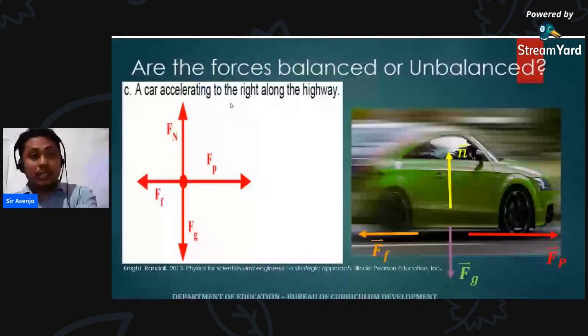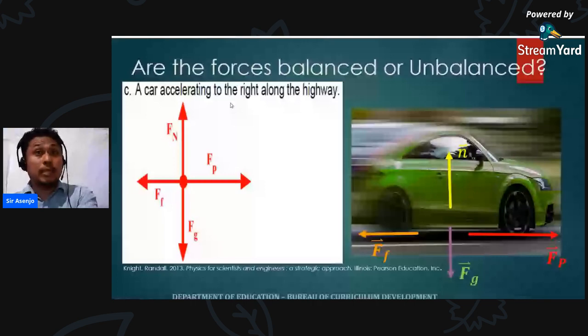Let's have letter D. Okay, let's try this. A car coasting to a stop to the right along the highway. What do you think is the force? Balanced or unbalanced? Based on our free body diagram, you can see there is one force, the frictional force. Remember, the car is moving and suddenly it goes to stop. So there is an unbalanced force applied, or else the car will not stop. The car stops as it moves because there is an unbalanced force applied.